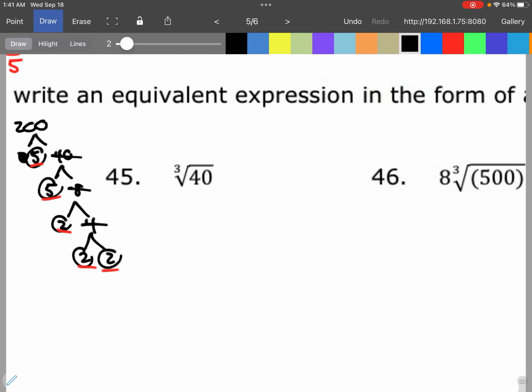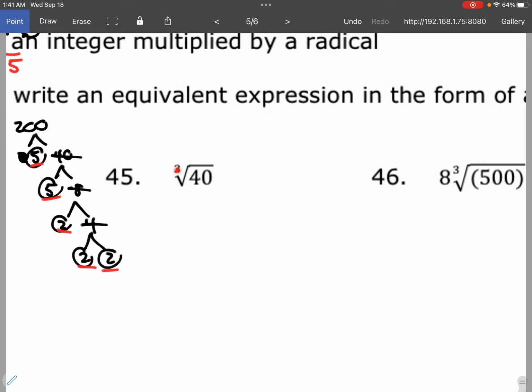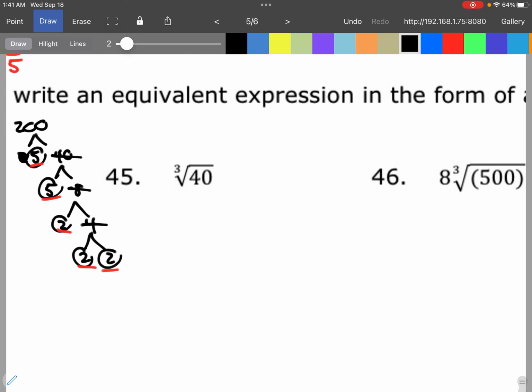All right, here for 40. We're in the weird house right now. Got to get married in groups of 3. Okay. 40 is going to break down to 5 and 8. 8 breaks down to 2 and 4. 4 breaks down to 2 and 2. Easy money.